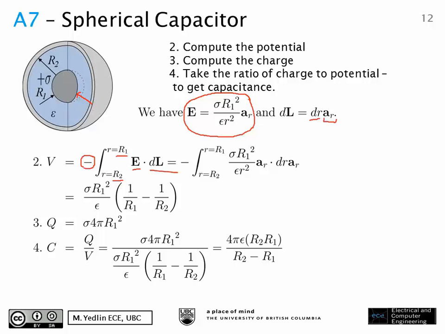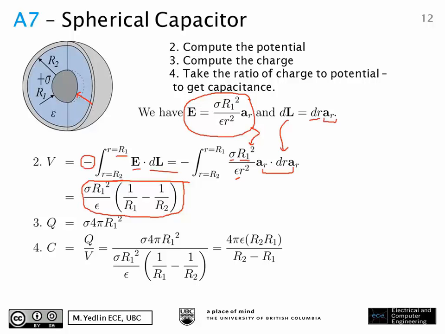E dot dl, we just substitute that in. There's my E. There's my dl. The dot product of these two is 1. The constants come out. They are sigma, r1 squared, and epsilon. They go in front of the integral sign, and we have to integrate minus the integral with the limits shown of dr over r squared. Well, that's 1 over r, evaluated at the upper and lower limits and subtracted. Here's the result of doing this straightforward integration.